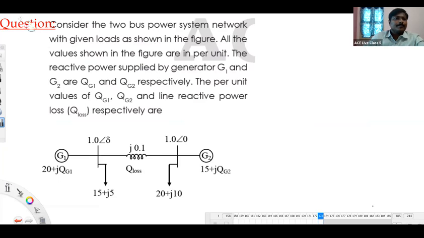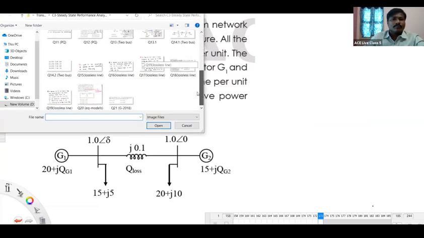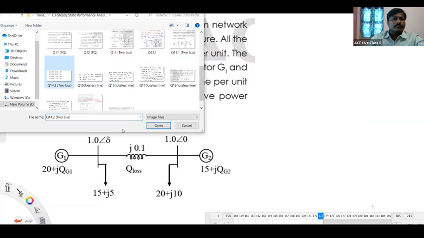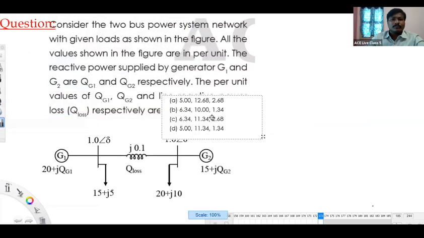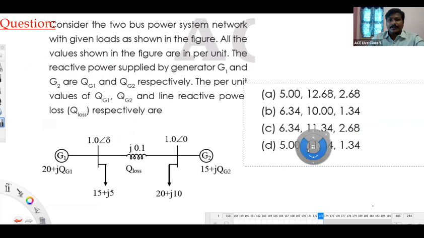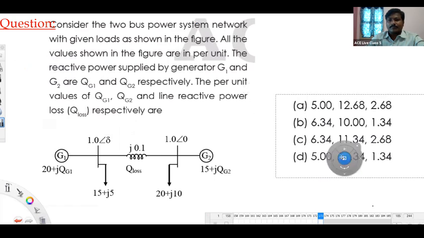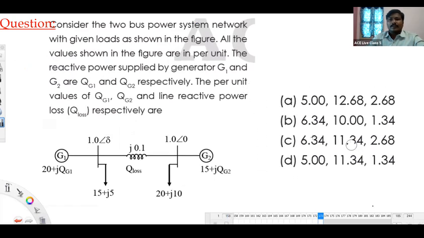These are the options I have shown. Consider the two-bus power system network with given loads as shown in the figure. All the values shown in the figure are in per unit form.